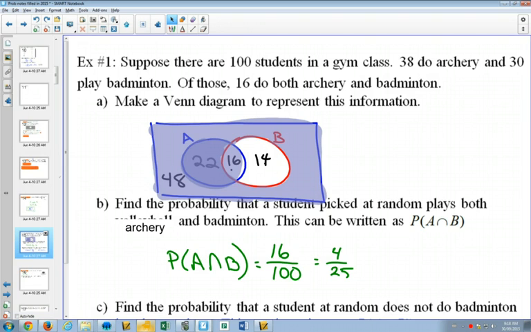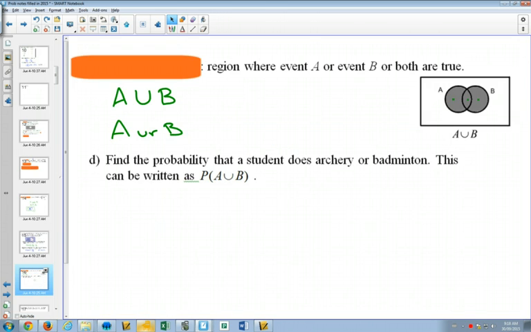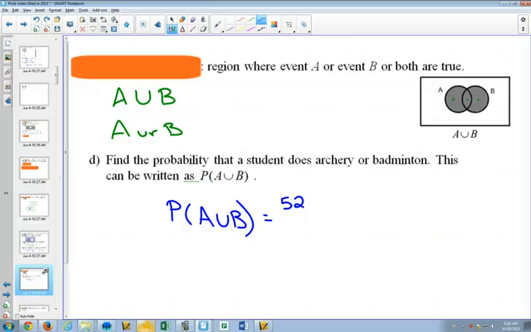Okay? What's a mistake that people make? They add 38 plus 30 and say 68. But what have they done? They've counted these 16 people twice. So there's only 52 of them. The probability of A or B is 52 out of 100, and you could reduce that to 13 out of 25.